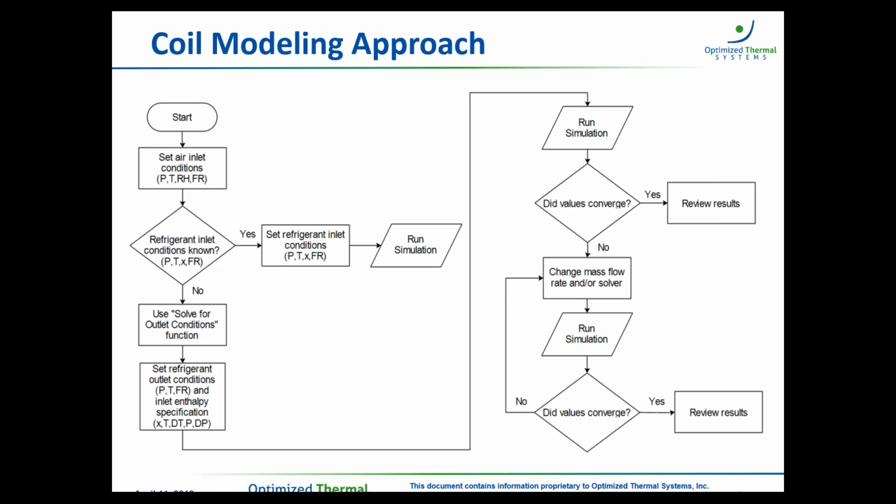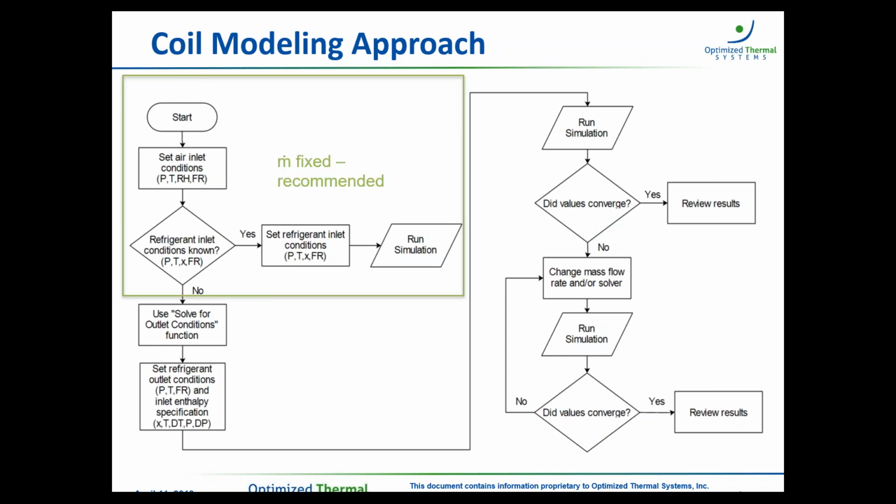But there's also a solve for outlet conditions function within CoilDesigner that allows us to iteratively solve for mass flow rate when we don't know that value. So in this scenario, we know the refrigerant outlet state that we require and some information about the refrigerant inlet enthalpy, but we don't know the refrigerant mass flow rate. And so we can use this iterative solver to determine mass flow rate based on the superheat or subcooling that we've observed.